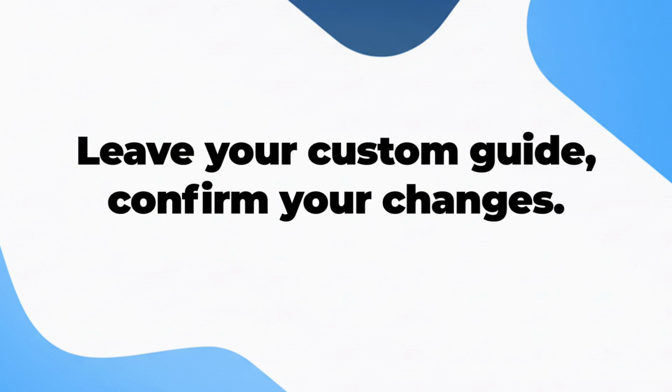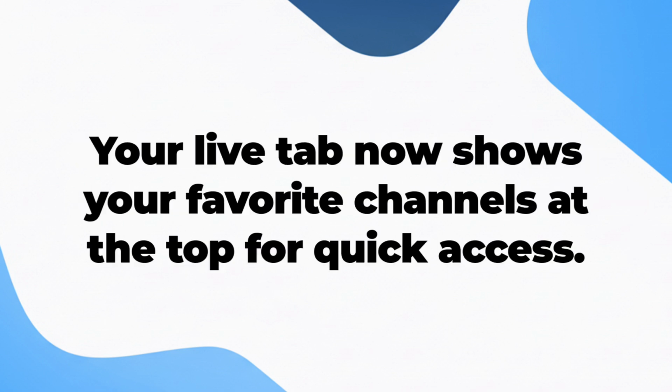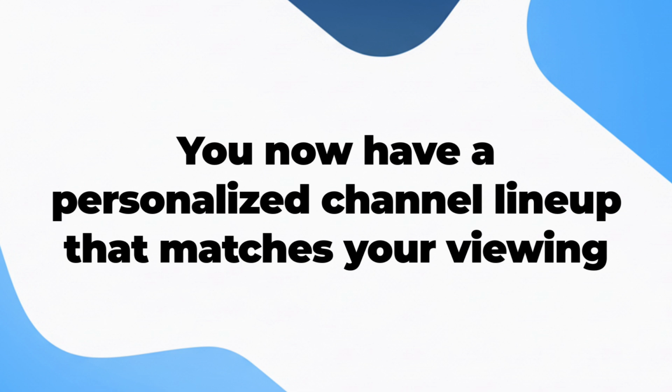Step 6. Save your custom guide. Confirm your changes. Your Live tab now shows your favorite channels at the top for quick access. That's it. You now have a personalized channel lineup that matches your viewing habits.